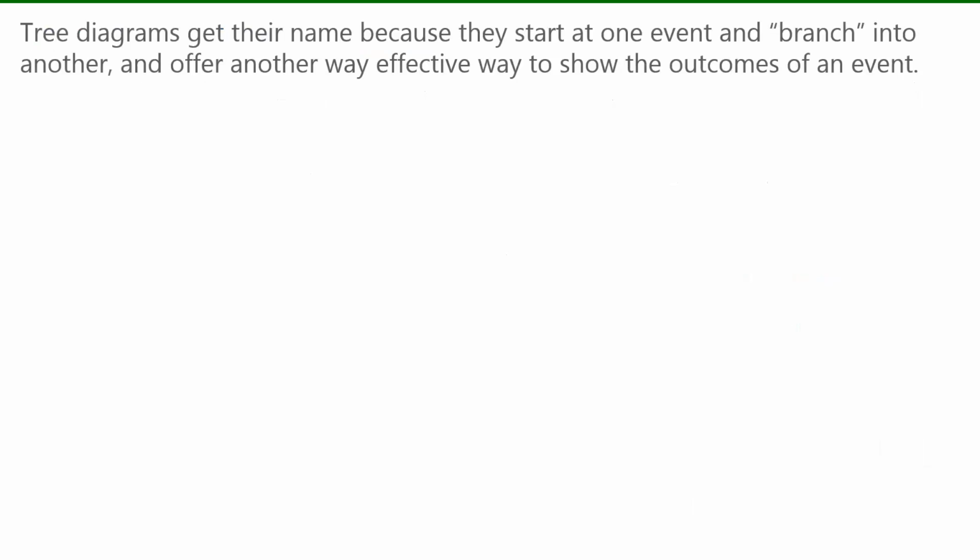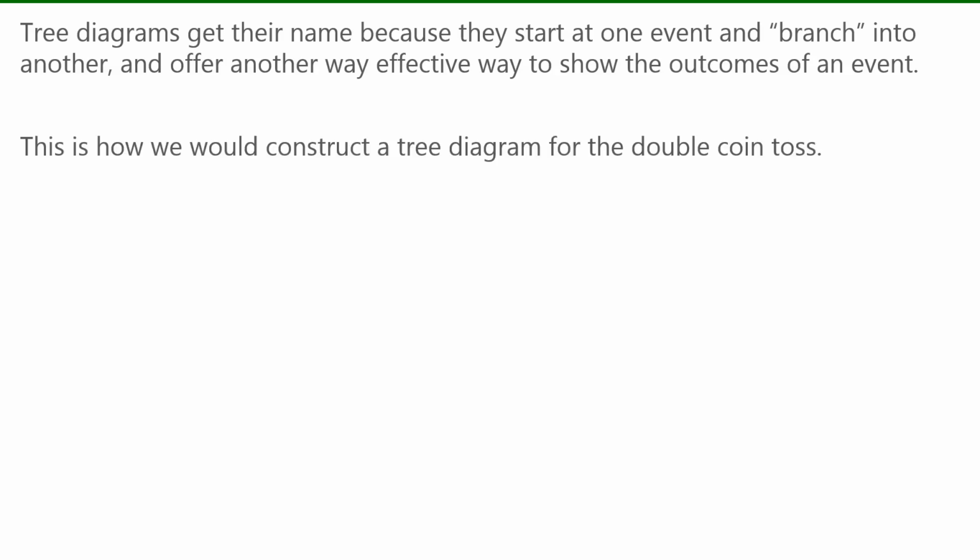Tree diagrams get their name because they start at one event and branch into another. Tree diagrams also allow us to see all the possible outcomes in the sample space, though they can be more complex than a table, depending on the number of events. We will now construct a tree diagram for the double coin toss.